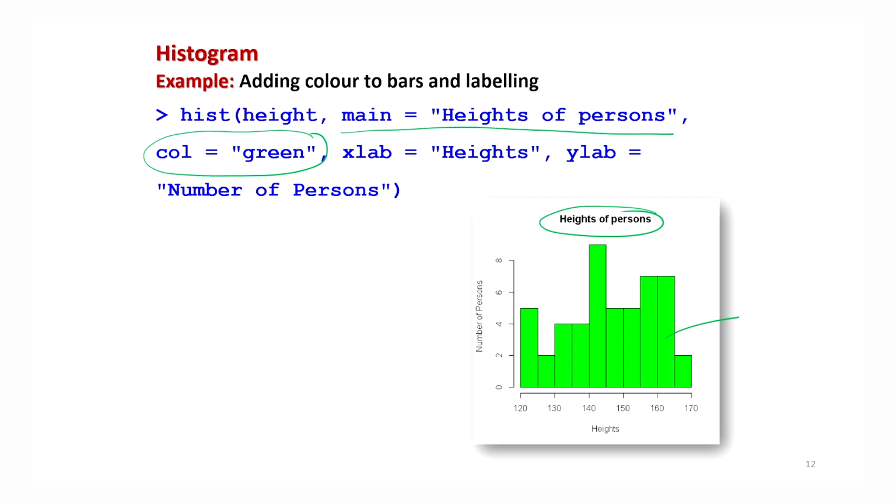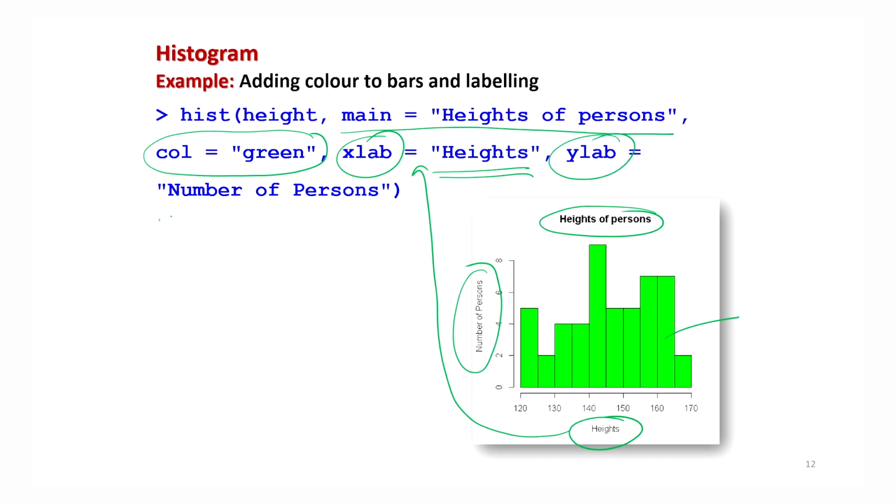If there are more than one colors, then I have to use the different colors combined with the c command. Now, in case you want to give the label on the x-axis, then I use the command xlab is equal to "heights" inside the double quotes. And if you want to give on the y-axis the title number of persons, then I have to use ylab, and it is "number of persons". So, this is how we try to do it.